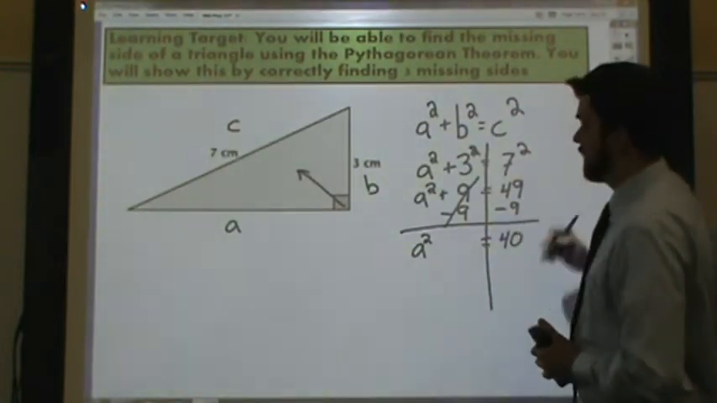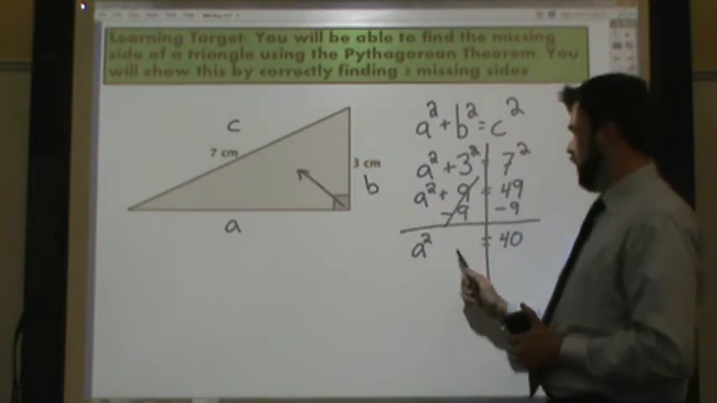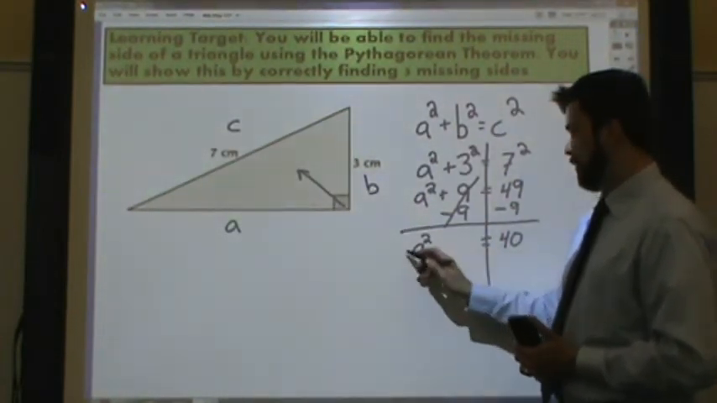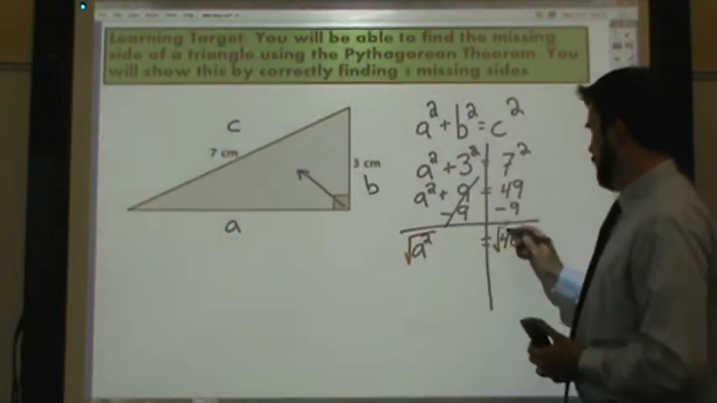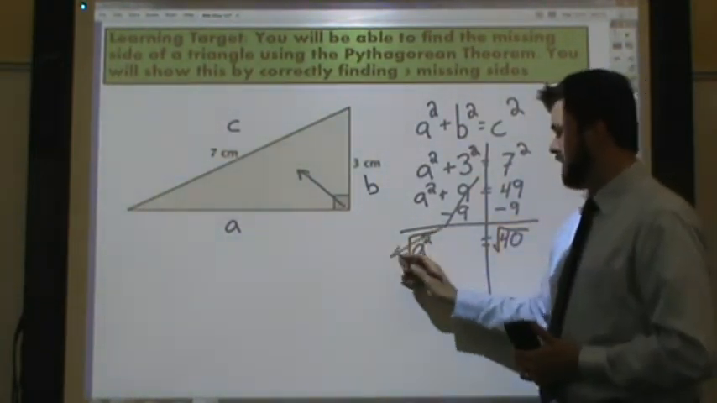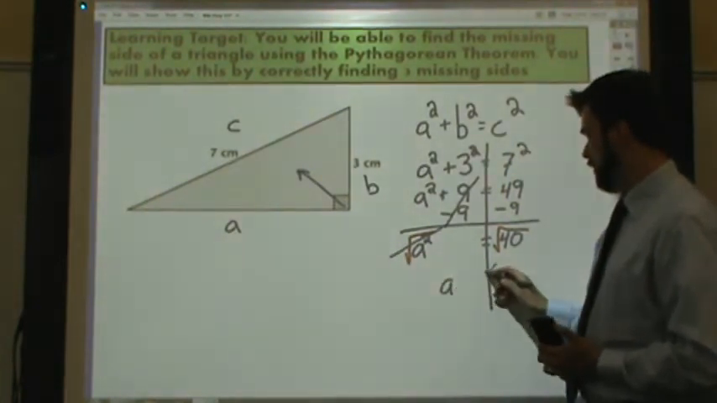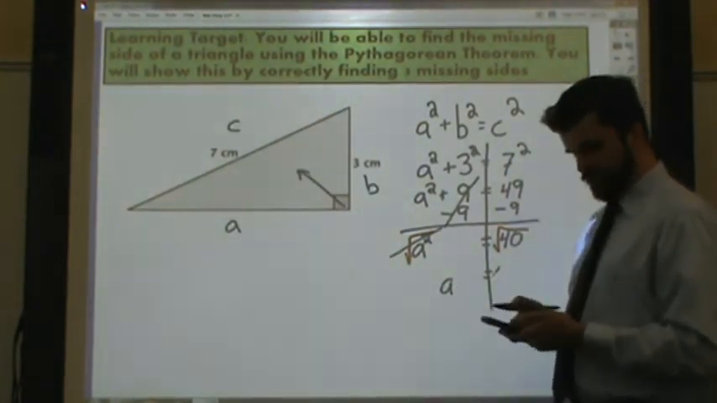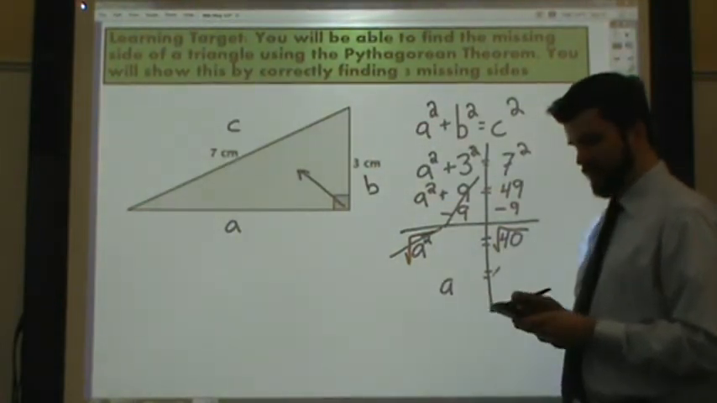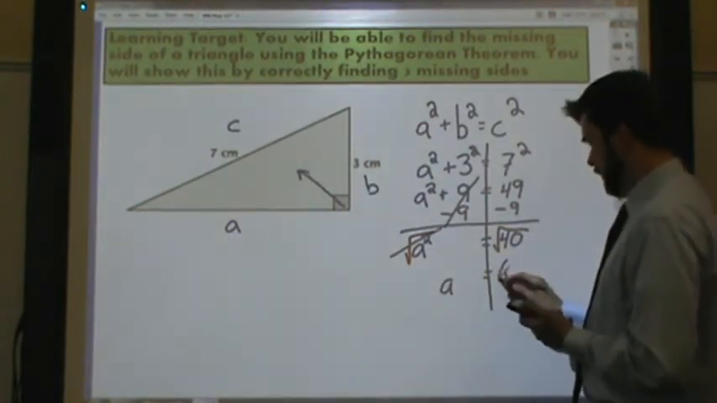But now we're back to the same spot we were on the last one. We want to get rid of the squared. So the opposite of a square is a square root. I have to put it on both sides. The square and the square root cancel each other out, leaving the A. And the square root of 40, I'll show you in a couple days how to simplify that down another way, but we could just type it in the calculator as well.